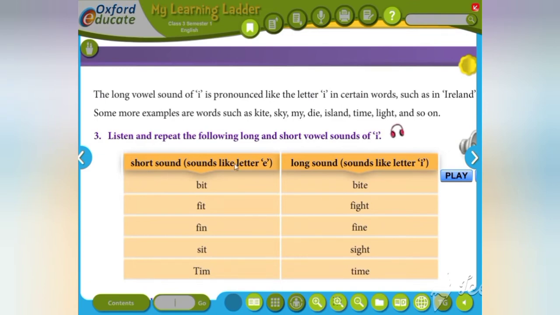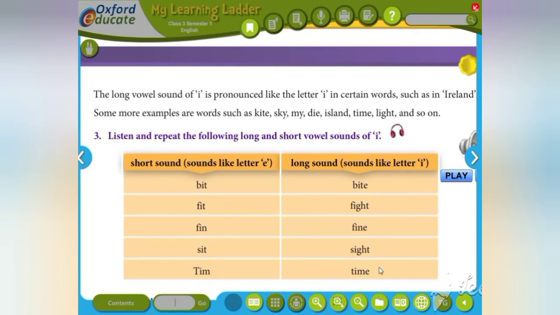So here are a few examples. Short vowel sounds like the letter E, right? Bit, fit, fin, sit, tim, pronounced like the letter E. But a long vowel sound means it sounds like the letter I, right? Bite, fight, the I sound is coming. Fine, sight, time, right?